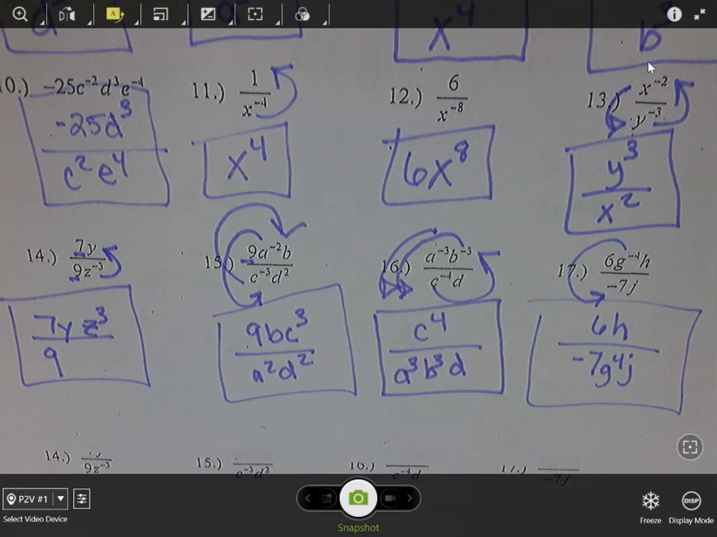All right, and if it's a variable, if it's on top, move it to the bottom. If it's on the bottom, move it to the top. Before you get your assignment, what questions do you have for me? Yes. As long as you're working and I can't hear your music.